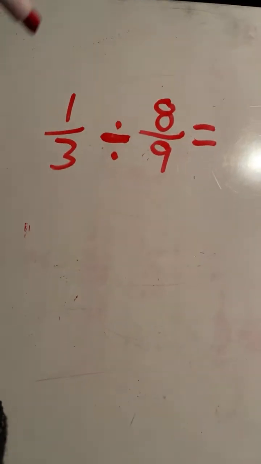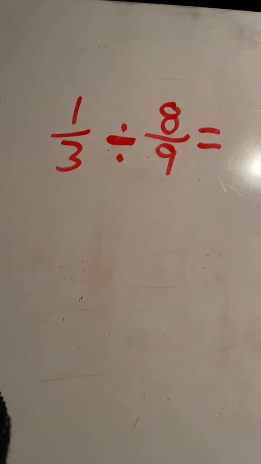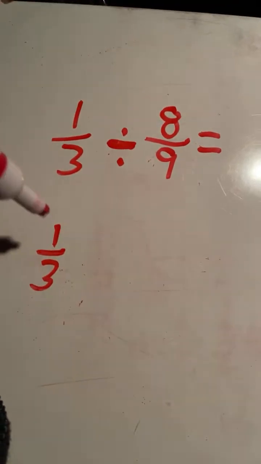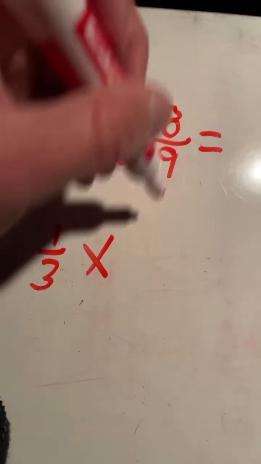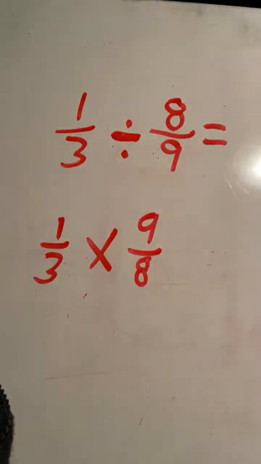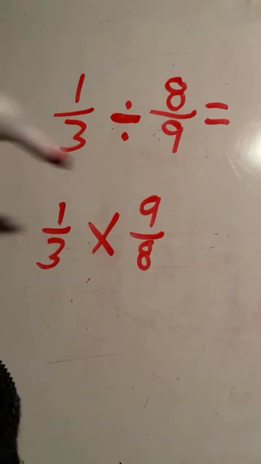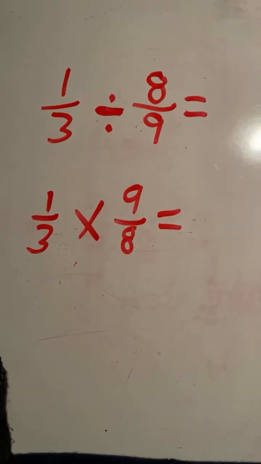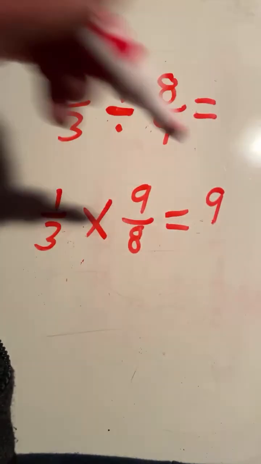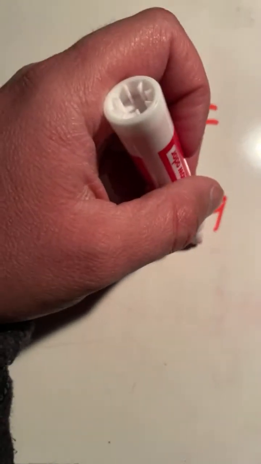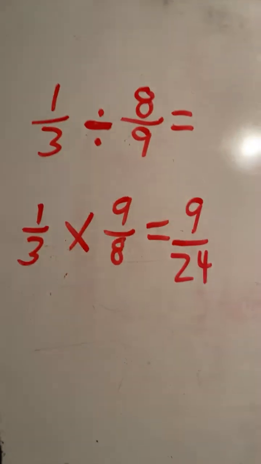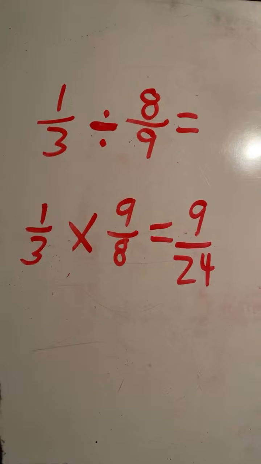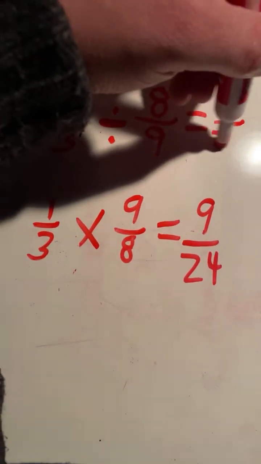All right, step 1, we keep. Step 2, we change. Step 3, we flip. Keep, change, and flip. Final step, we multiply. 1 times 9 equals 9. 3 times 8 equals 24. And our answer is 9/24.